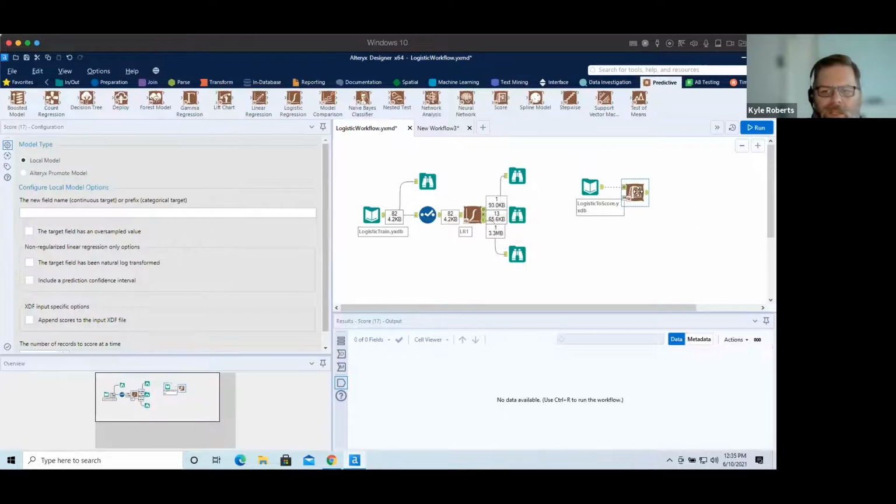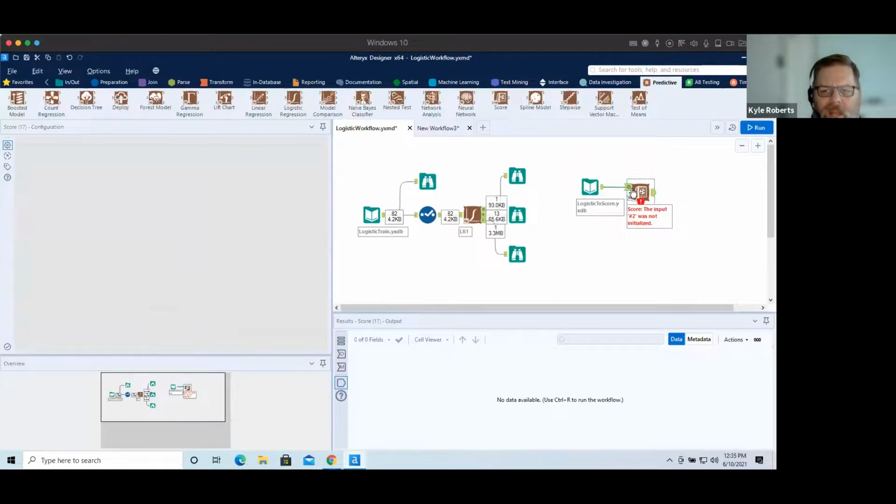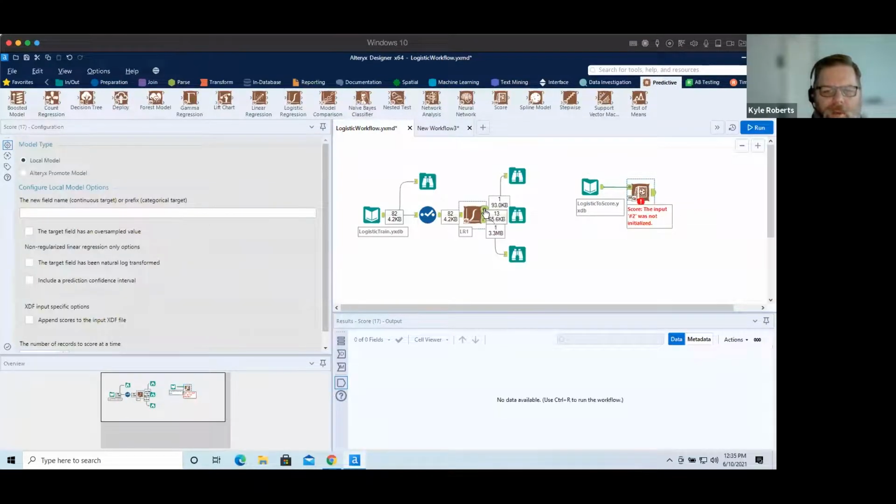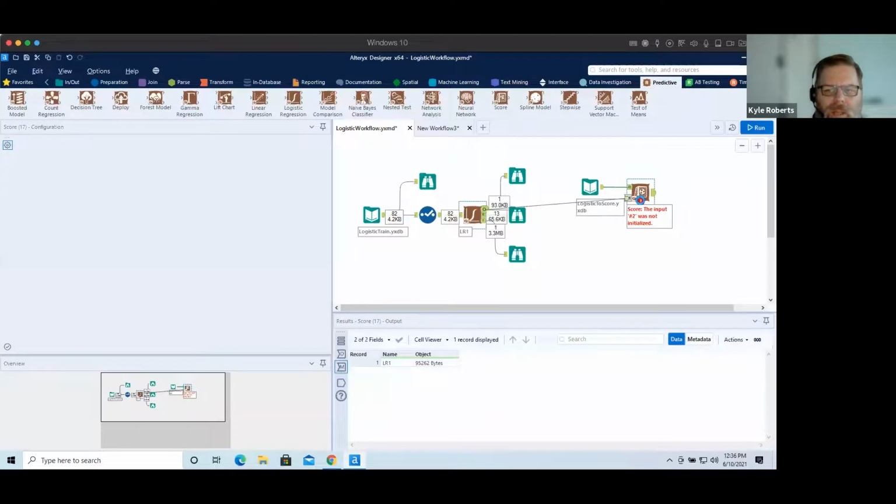So let me grab this D and pull it over to my new logistic 2 score data and connect that. And then I'm going to grab this O anchor, the top anchor, from my logistic regression model and pull it over to the M there. That way the model is going to come in. Okay. It'll take just a second.